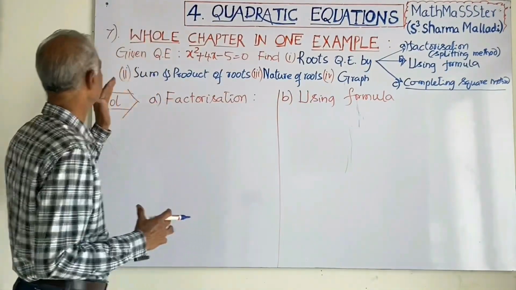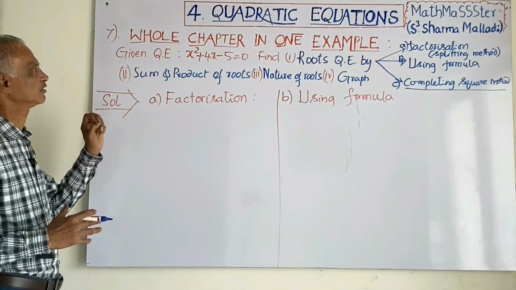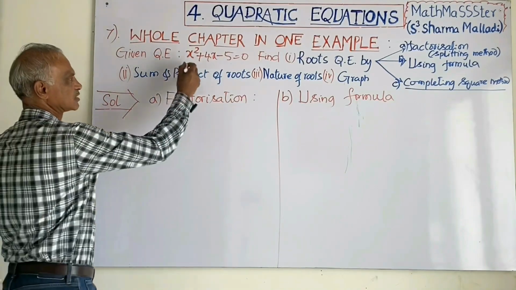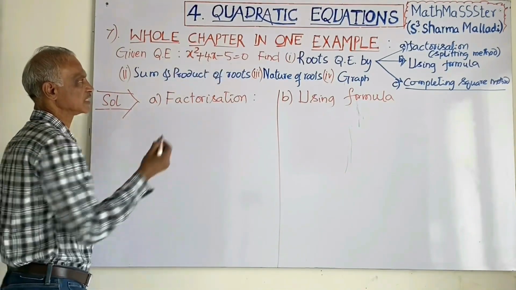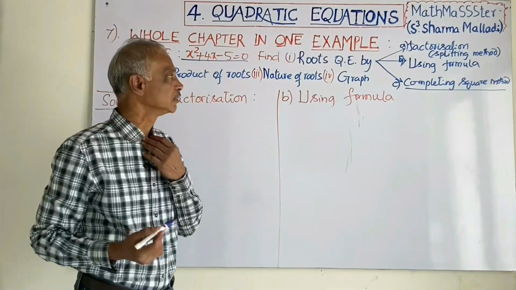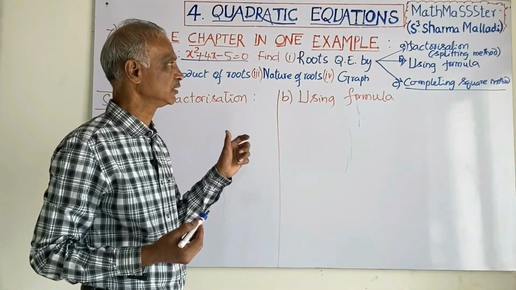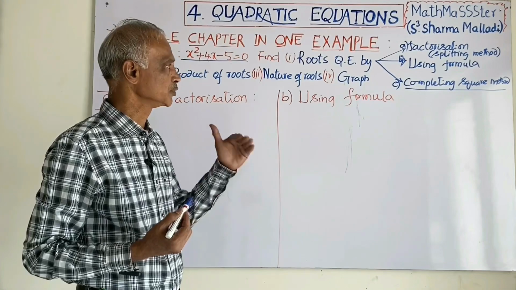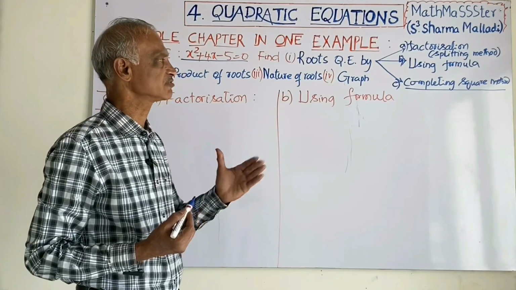What is the problem given? Given quadratic equation, what is it? x square plus 4x minus 5 is equal to 0. Find roots of the quadratic equation by factorization method, means splitting method, using formula, and completing the square method.